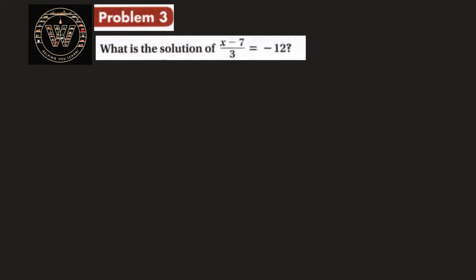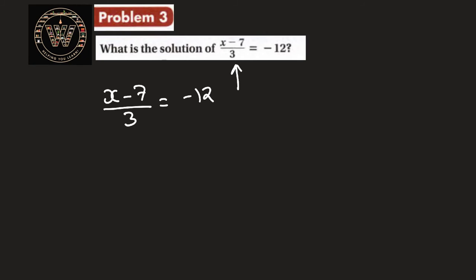Let's try this. What is the solution of (x minus 7), the whole thing divided by 3, is equal to negative 12? Now, if you observe this fraction over here, the numerator has the terms x minus 7 and the denominator is one number. So the first thing you will get rid of is the division by 3. (x minus 7), the whole thing divided by 3, is equal to negative 12. So first get rid of the 3.